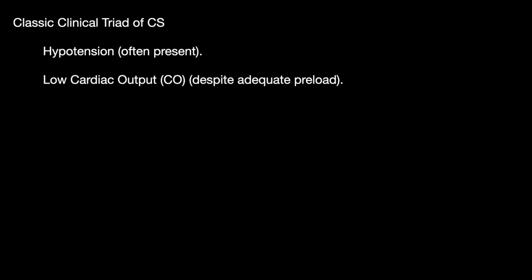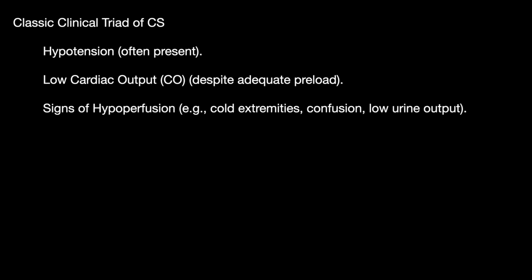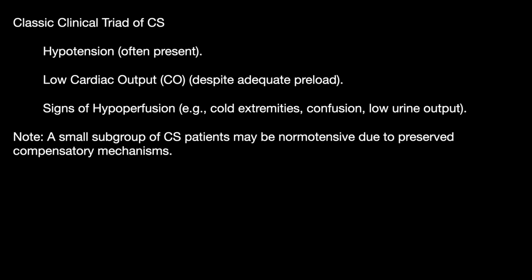So the classic triad is hypotension, which is often present, a low cardiac output state despite adequate preload, and signs of hypoperfusion, that is cold extremities, confusion, low urine output. A small subgroup of cardiogenic shock patients may be normotensive because of compensatory mechanisms, but that's a very temporary thing and it should not stop you from making the diagnosis of cardiogenic shock.